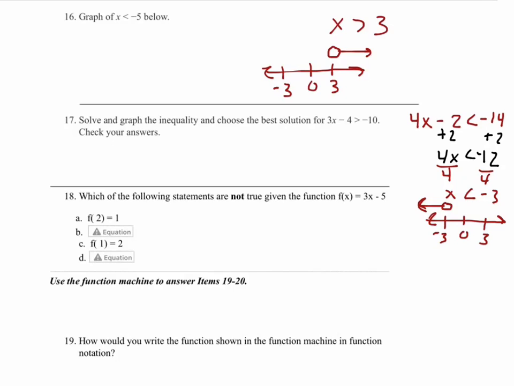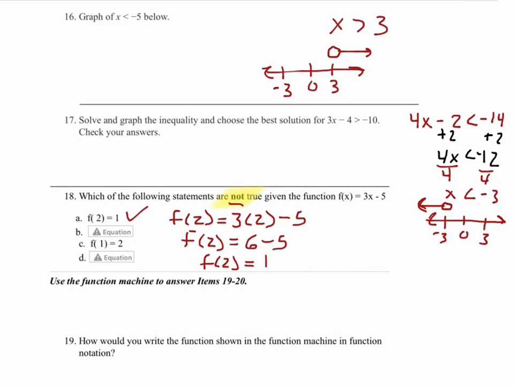Alright, I'm going to do one for you, as B and D are blocked out for some reason, but you have it on your paper. I'll do A. So f of 2 equals 3, that's your x, minus 5. So f of 2 equals 6 minus 5, which equals 1. So check, but you're looking for not true.